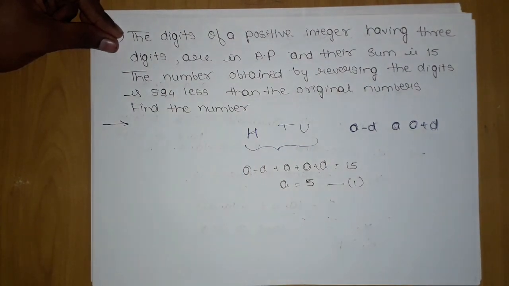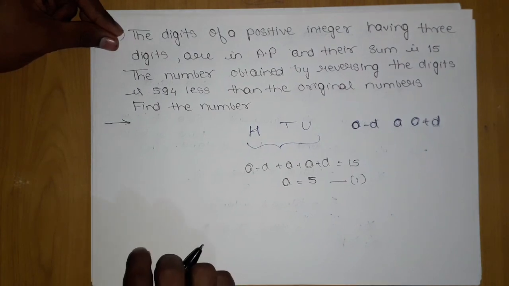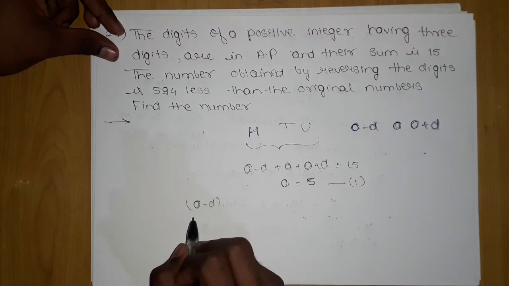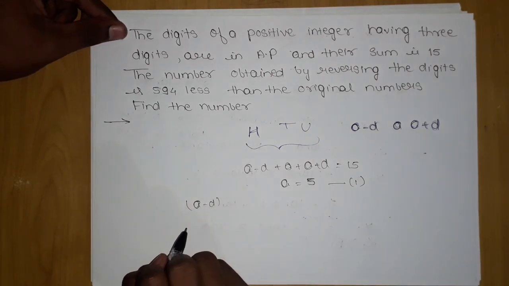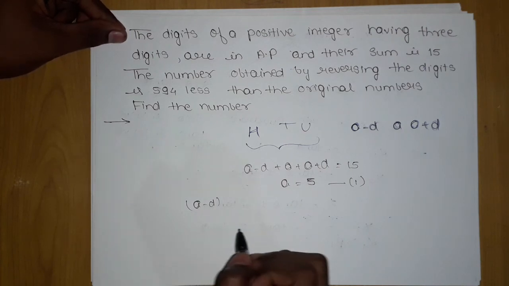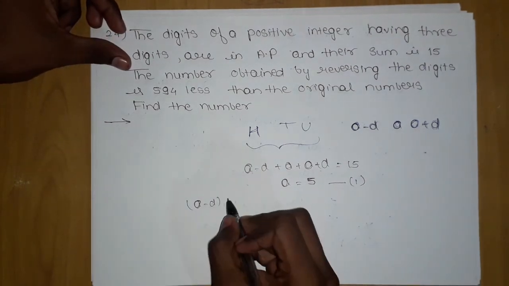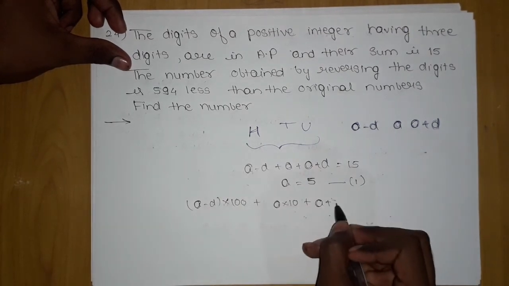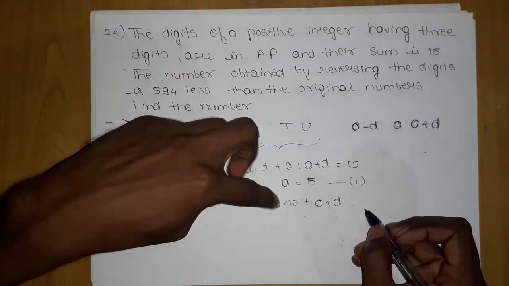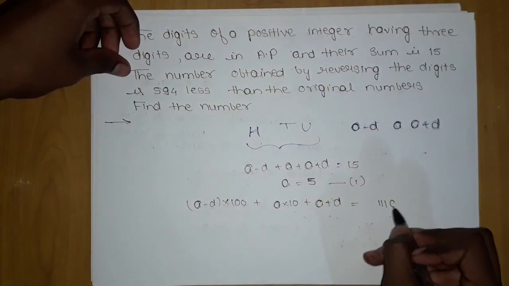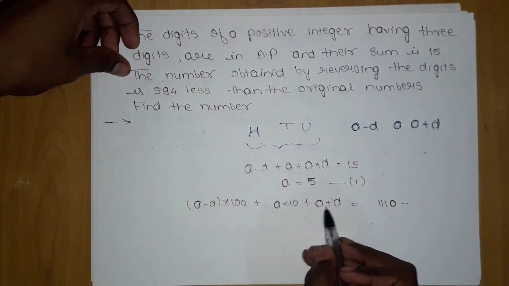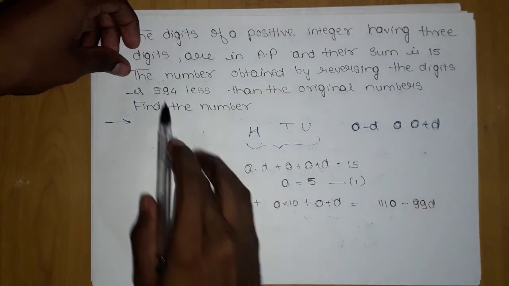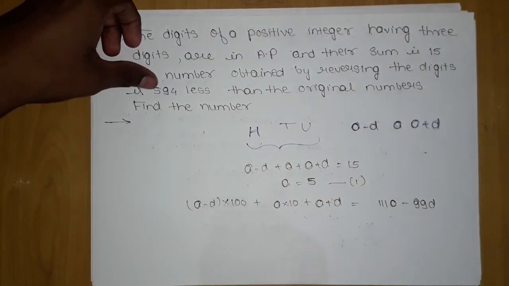Now the number obtained by reversing. Just understand this thing: a minus d is the first digit, it is a 3 digit number, so this should be multiplied by 100, while this should be 10, and this will be as it is. That is 100 plus 10 plus 1, 111a, and minus 99d.